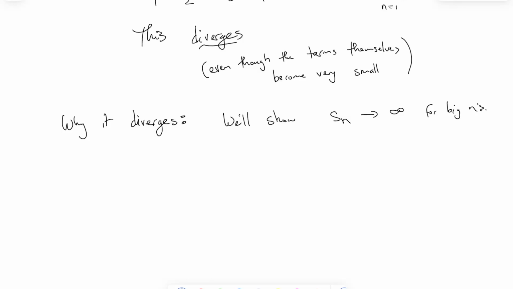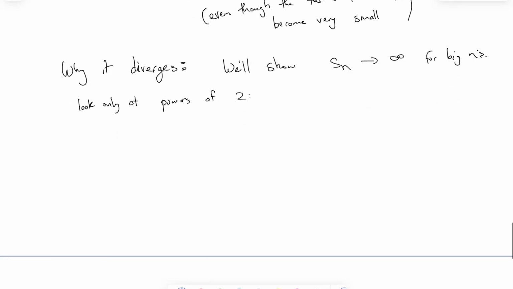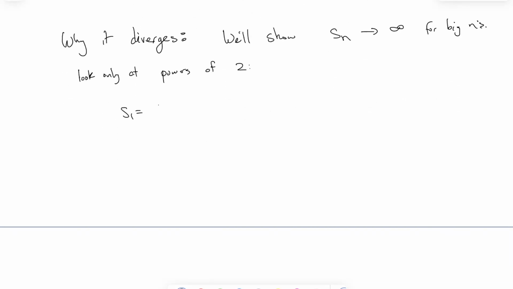And the way to do this is a cute trick. I want to look only at the powers of 2. So I'm only going to look at S1 and S2 and S4 and S8, only the ones where n is a power of 2. So S1, of course, is just 1. S2 is 1 plus 1/2.